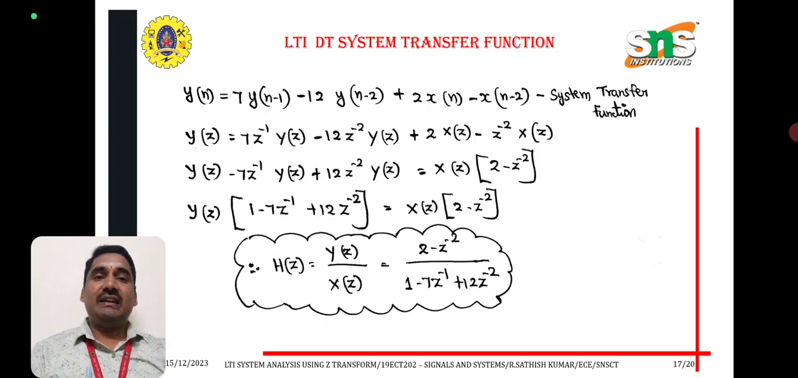Next is the linear time invariant discrete time system transfer function. How to get the system transfer function? First, for the given difference equation, we take the Z transform and we can get the system transfer function. Y of n is equal to 7 into y of n minus 1 minus 12 into y of n minus 2 plus 2 into x of n minus x of n minus 2. Taking the Z transform on both sides, we get Y of z into (1 minus 7 z inverse plus 12 z to the power minus 2) equal to X of z into (2 minus z to the power minus 2). H of z is equal to Y of z divided by X of z, which is (2 minus z to the power minus 2) divided by (1 minus 7 z inverse plus 12 into z to the power minus 2).